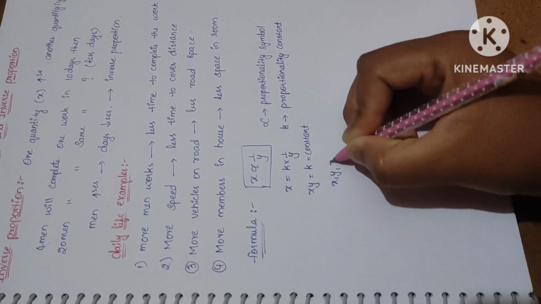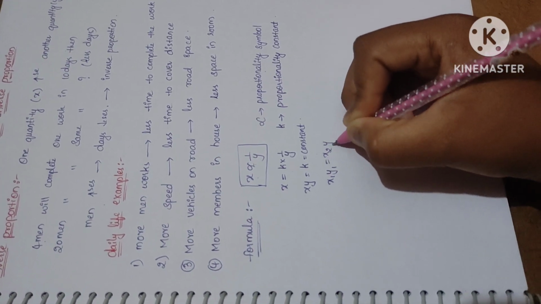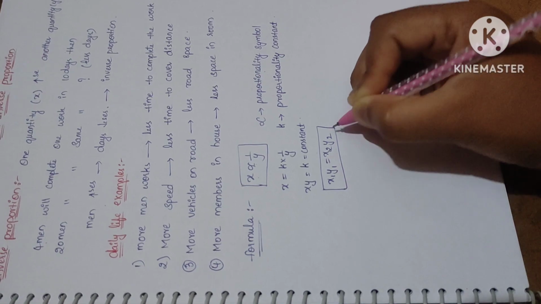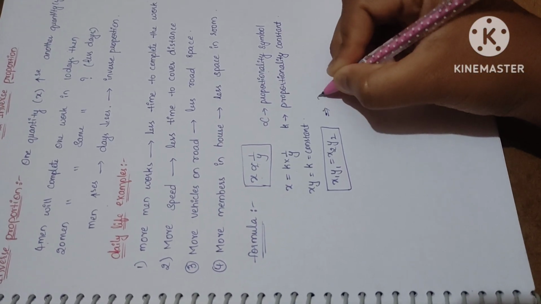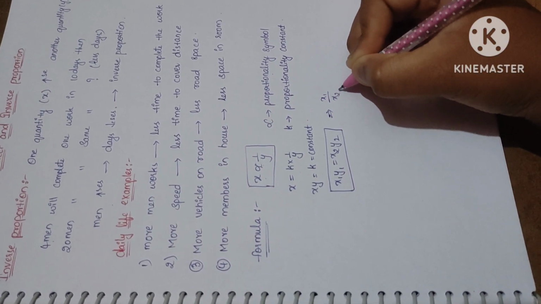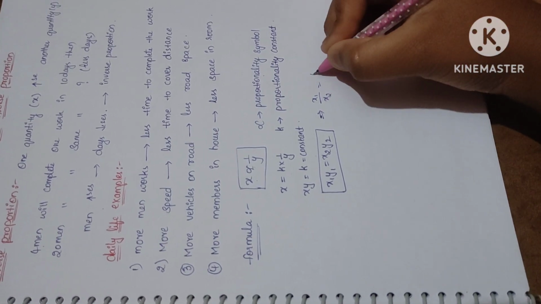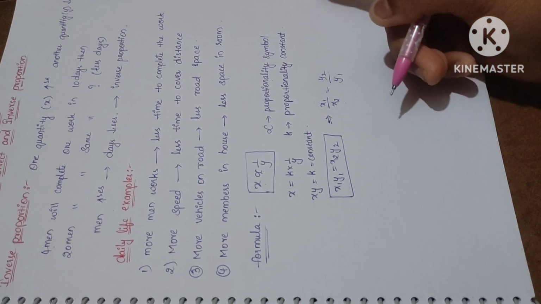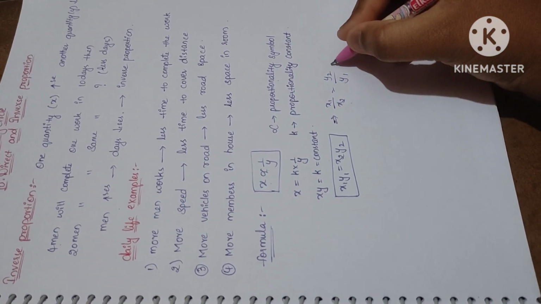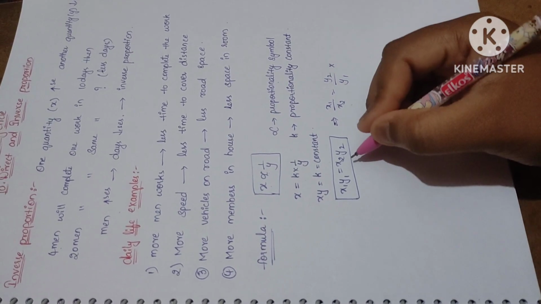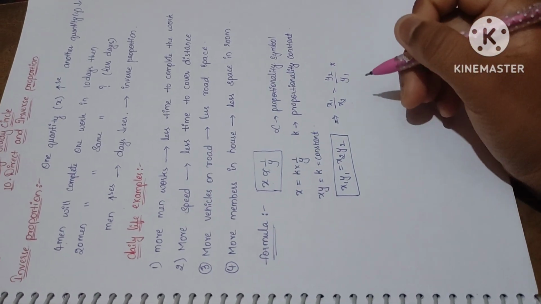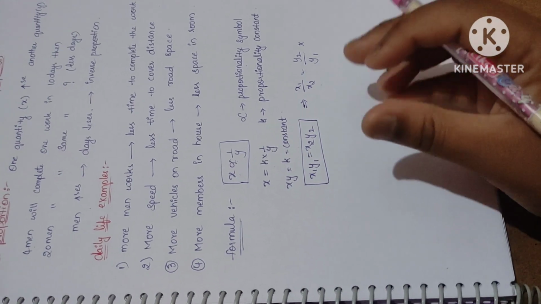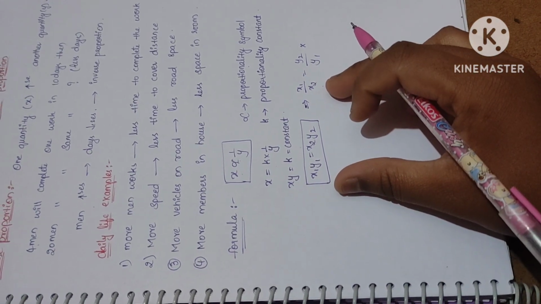To write this formula for two variables, we write x1 y1 equals x2 y2. This is the formula for inverse proportion, and we use this formula to solve the problems. From this formula we can also write x1 by x2 equals y2 by y1. But if you use this form, you will get confused between direct proportion and inverse proportion. That's why it is better to use the x1 y1 equals x2 y2 formula to solve the problems.